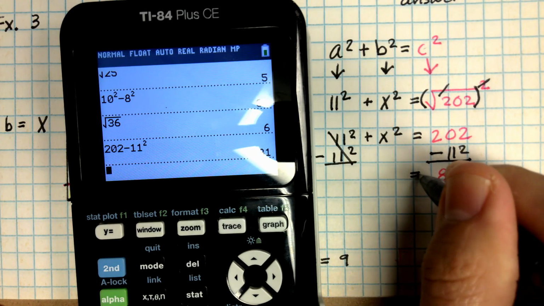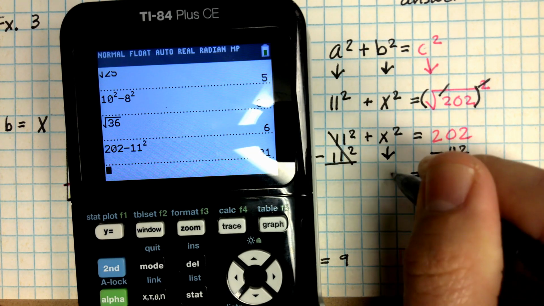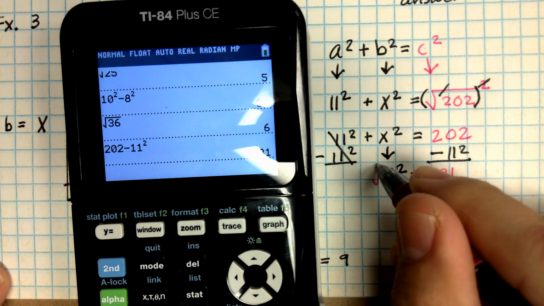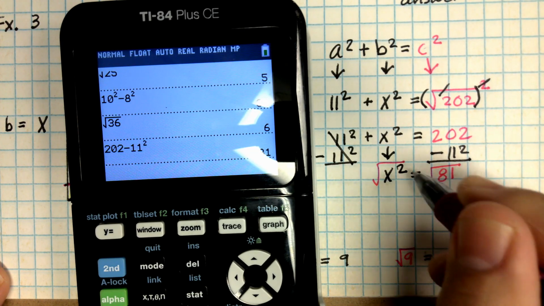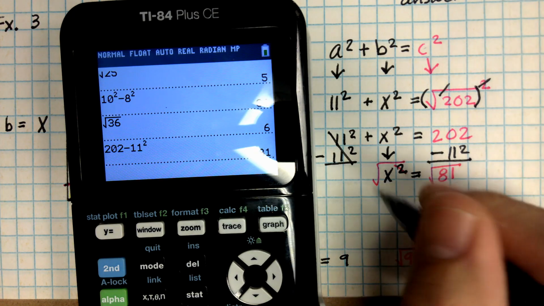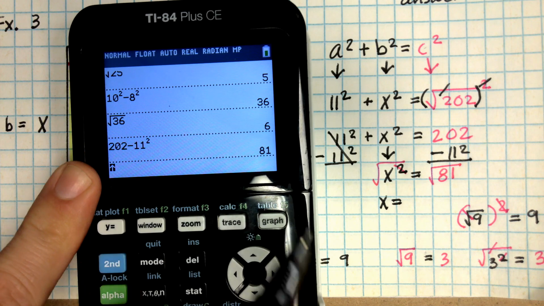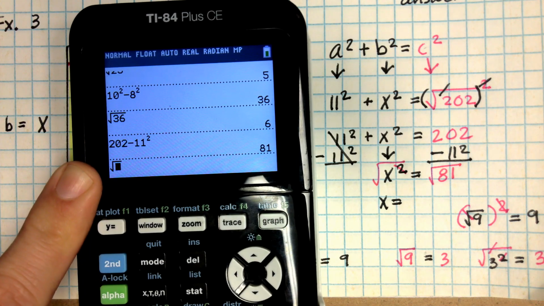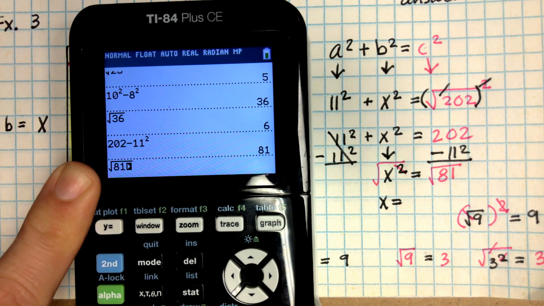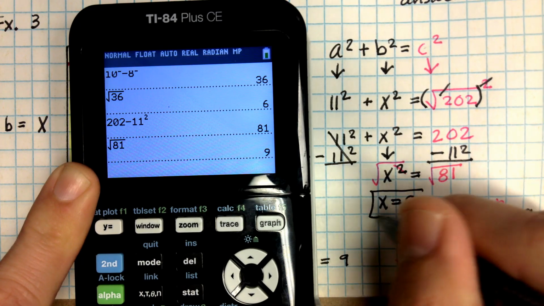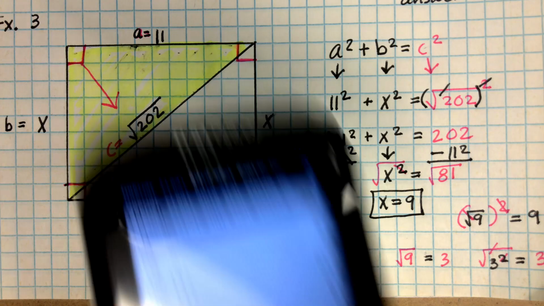And the only thing that we have left now on the left side is just the x squared. So what I want to do now is take the square root of both sides. That cancels out the square on the x, and I end up with x is equal to, and I'm going to hit second x squared to get my radical symbol, and type in 81 into it. And that gives me 9. And there's my answer.